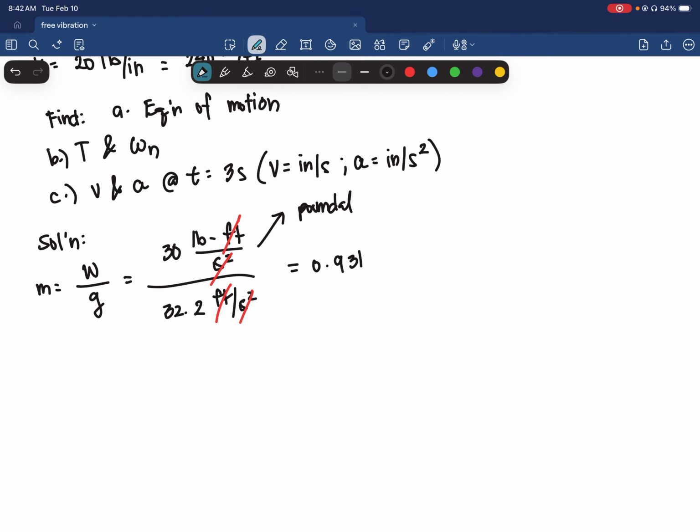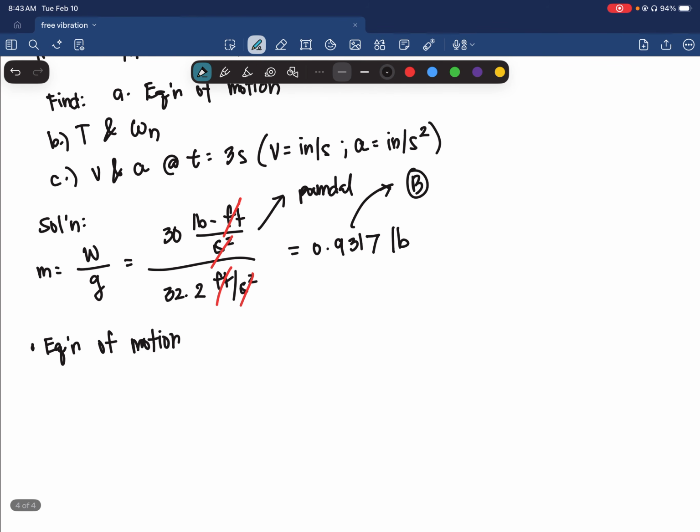We round off into 4 decimal places, but we store the whole value. So that our computation is uniform, we store the whole value into, let's say, B. Not in A, since we might get confused with the amplitude. This is pound. Now, we proceed with the equation of motion. This is our part A.